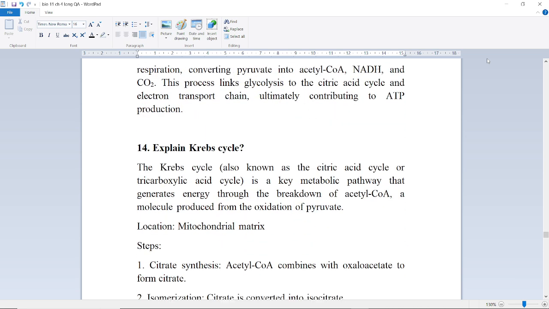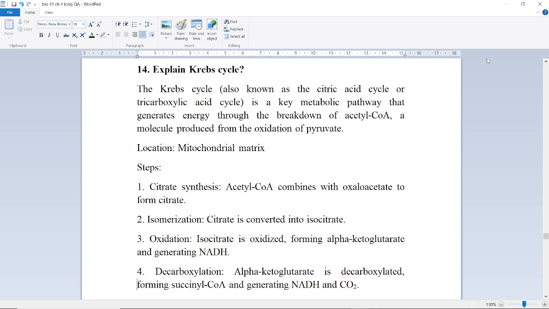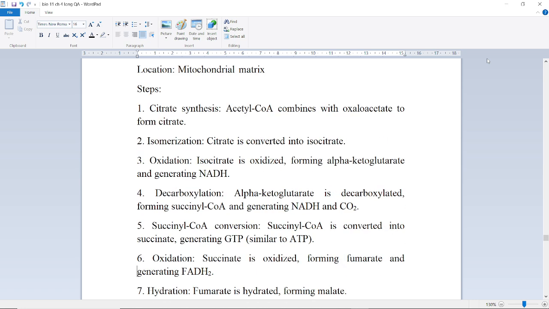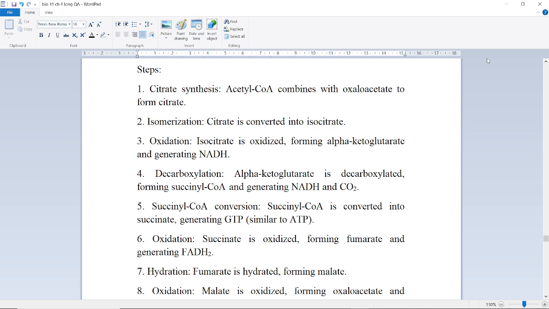Next question is, explain Krebs cycle. The Krebs cycle, also known as the citric acid cycle or tricarboxylic acid cycle, is a key metabolic pathway that generates energy through breakdown of acetyl-CoA, a molecule produced from oxidation of pyruvate. Location: mitochondrial matrix. Steps: citrate synthesis. Acetyl-CoA combines with oxaloacetate to form citrate. Isomerization: citrate is converted to isocitrate.